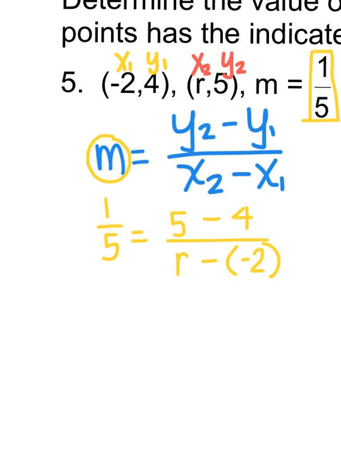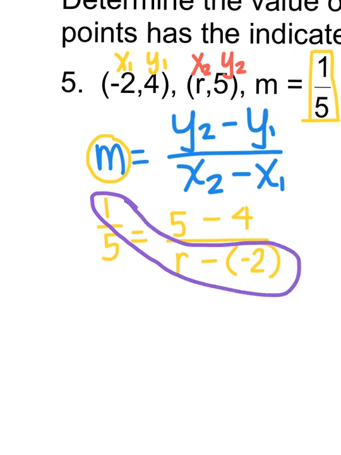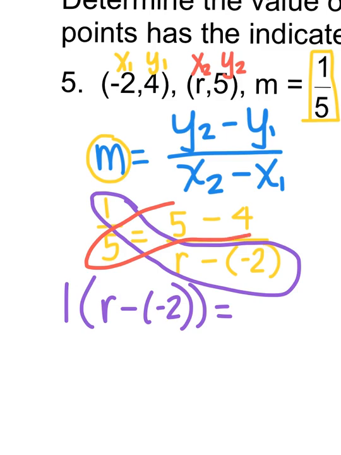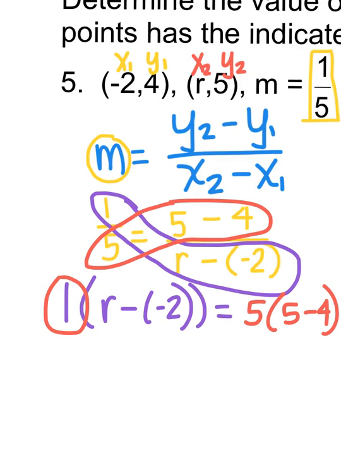We'll go back, and I want you to notice what we're multiplying. This is 1 cross product. It's 1 times r minus negative 2 equals the other cross product, 5 times 5 minus 4. Let's simplify what we can. If this were another number other than 1, we would have to use the distributive property. However, since it's 1, we can just write this more simply.